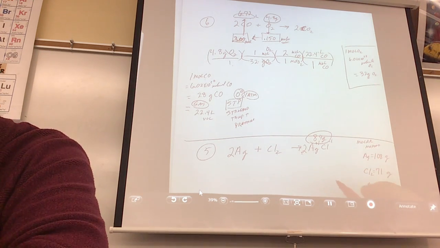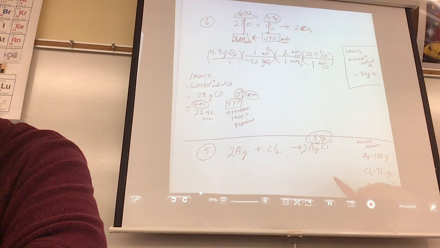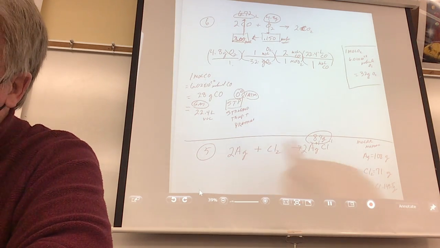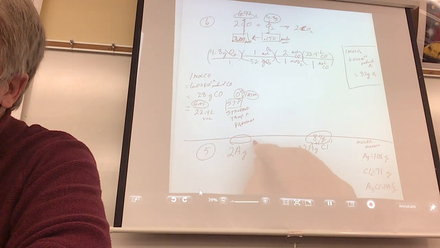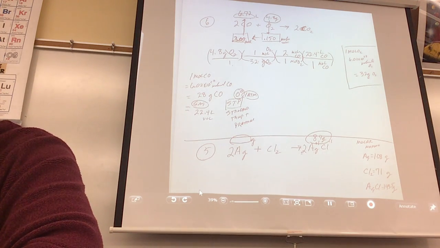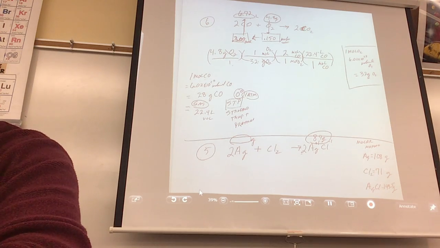What do they want me to find on number 5? It says here, calculate the mass of silver. So I say, I know that's what they want me to find. Yes? All right, are you ready? Are you ready for a shortcut? All right, here we go.